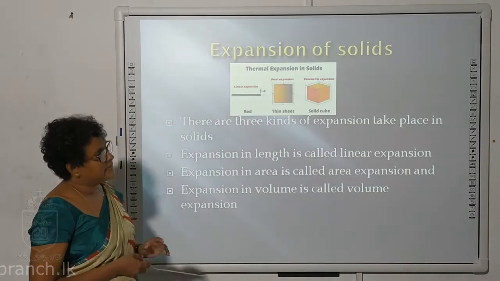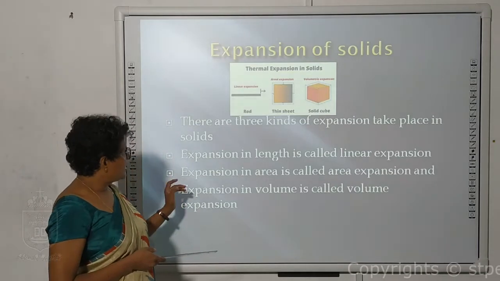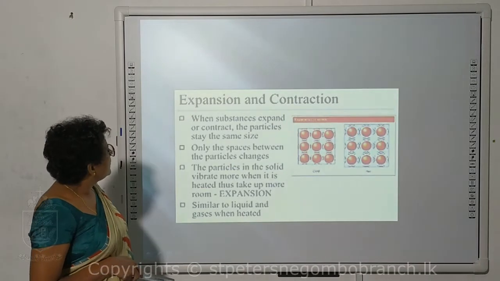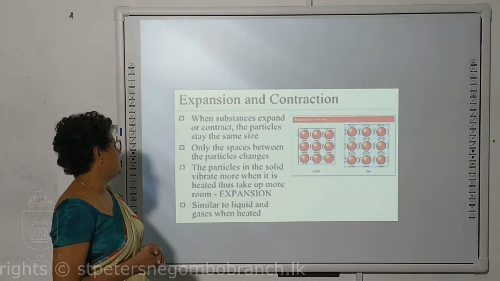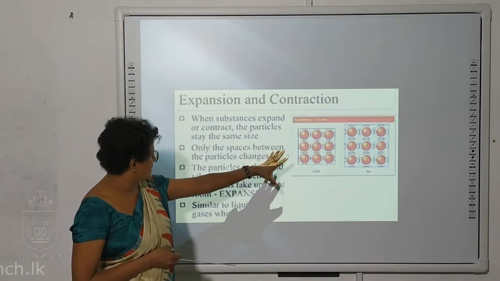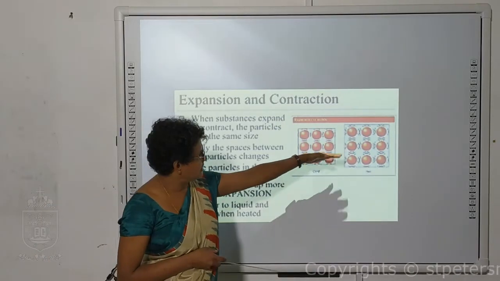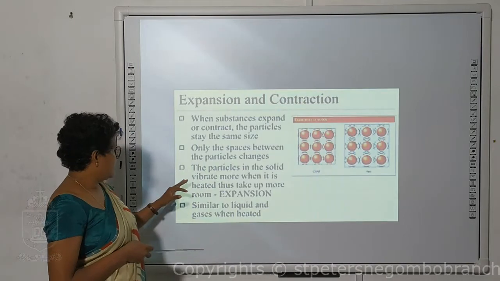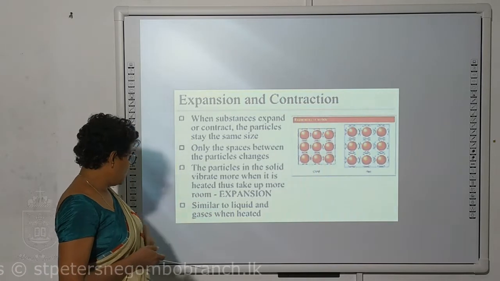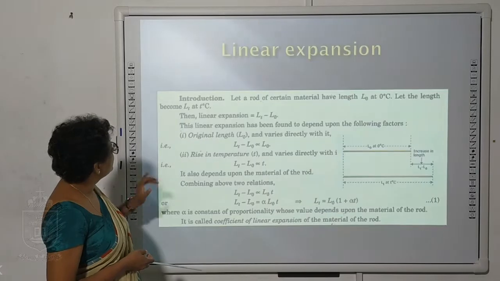Expansion of solids. There are three kinds of expansion in solids: linear expansion, area expansion and also volume expansion. Expansion and contraction: when a substance expands or contracts, the particles stay the same size. Only the space between the particles changes. You can see the space between the particles has changed. The particles in a solid vibrate more when heated, thus take up more room, therefore expansion. It is similar for liquids and gases when heated.